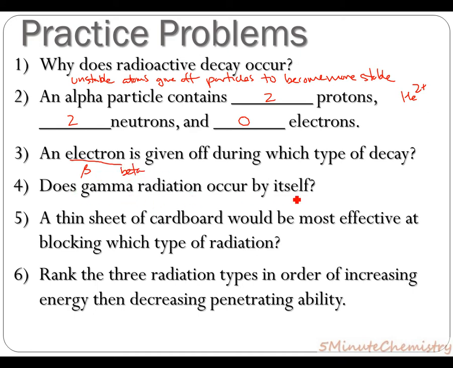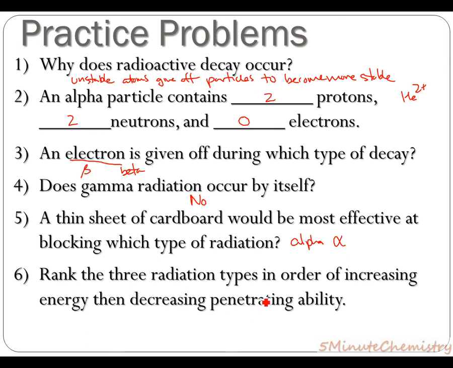Does gamma radiation occur by itself? The answer to that is no. It always accompanies other kinds of radiation, an alpha or a beta decay. A thin sheet of cardboard would be most effective at blocking which type of radiation? Thinking about cardboard, if we consider that penetration table, recall that cardboard is pretty much like paper. It would be effective at stopping alpha particles, but beta and gamma rays would go straight through it. So alpha particles.